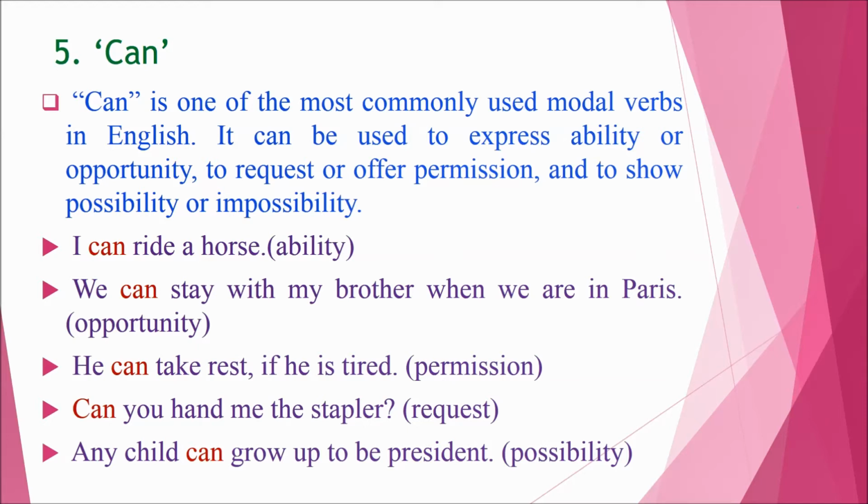I can ride a horse. This sentence refers to ability. The next example sentence is: we can stay with my brother when we are in Paris. This sentence indicates opportunity. The next example sentence is: he can take rest if he is tired. This sentence refers to permission.